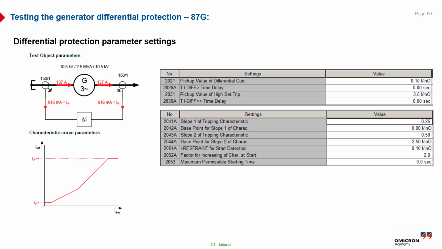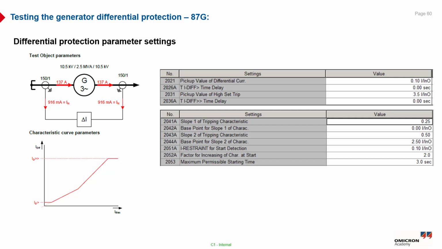So here is how to test the generator differential protection 87G. As you can see from our example, we have here the test object, which is a generator, 10.5 kilovolt, 2.5 megavolt ampere, and the other side is also 10.5 kV. And we have 2 CTs at both ends, with a ratio of 150/1, so we can calculate the rated current on both sides, and we can define the characteristic curve parameters.